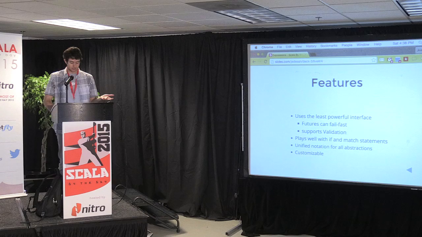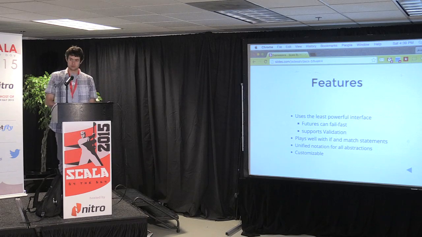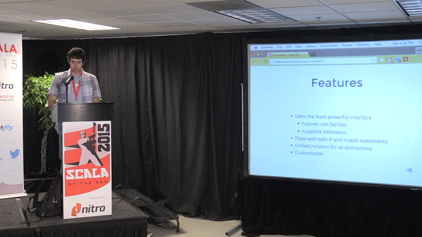Unlike Scala async await, which is specialized for futures, it's a unified notation that works for all abstractions. So it'll work for I/O, for future, for task, for validation, and anything that has an applicative or a monad defined for it. And finally, it's customizable. If you don't want your futures to fail fast, you can provide an instance of applicative that does not do fail fast, if that's what you prefer. So it taps into type classes to be highly customizable.